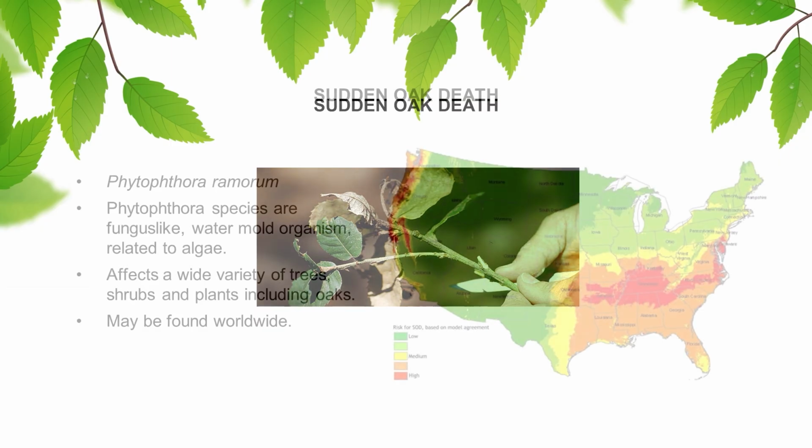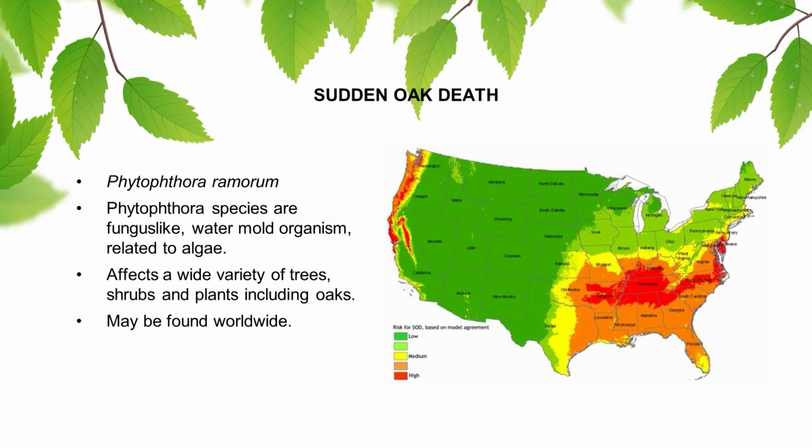Sudden oak death. Sudden oak death is caused by Phytophthora ramorum. Phytophthora species are fungus-like water mold organisms. They are closely related to algae.